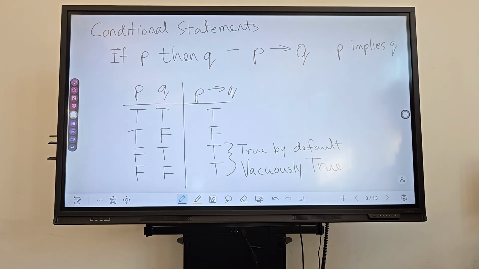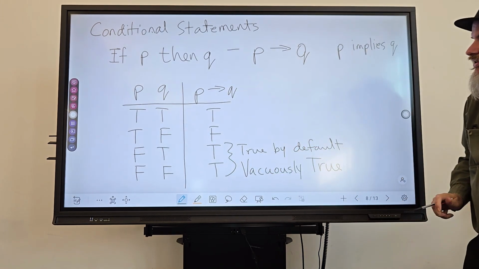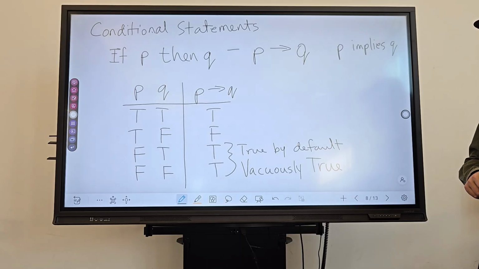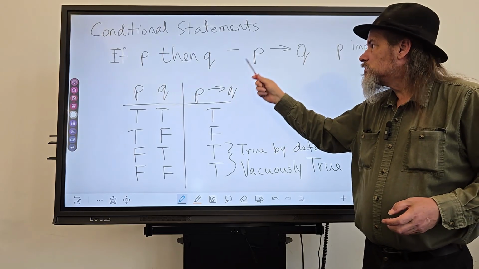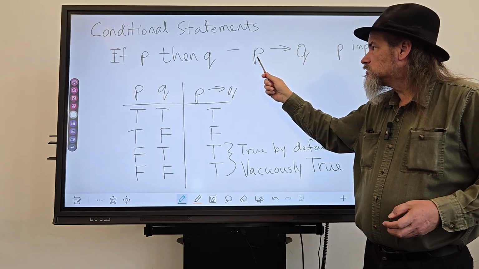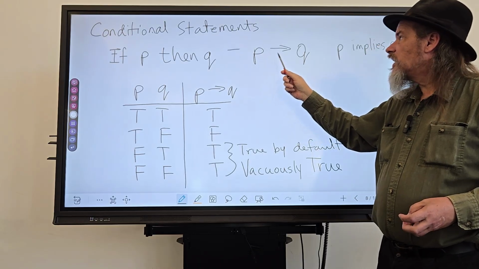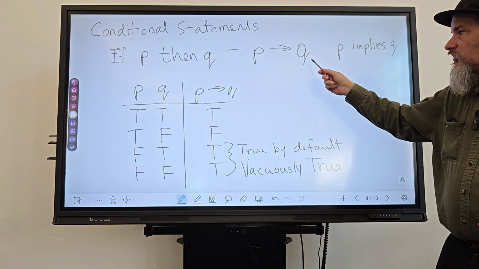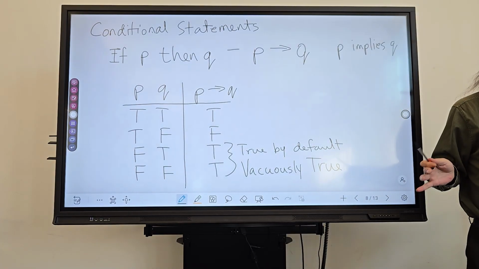The truth table for that operator is here. It is only false when the hypothesis is true and the conclusion is false, then the overall conditional is false.